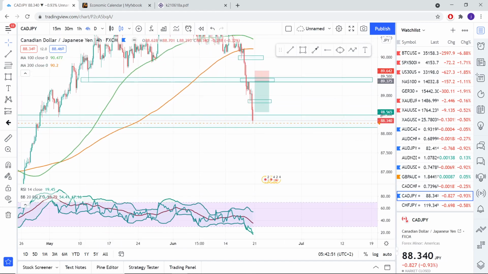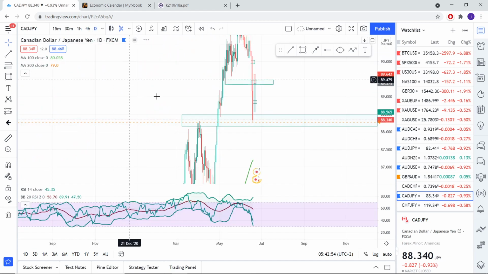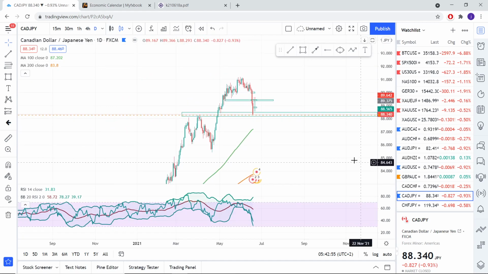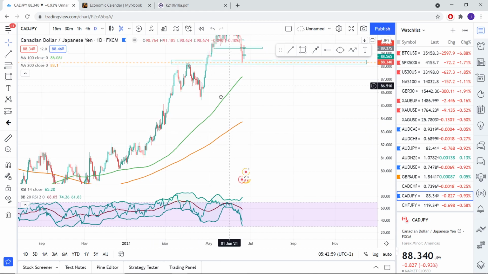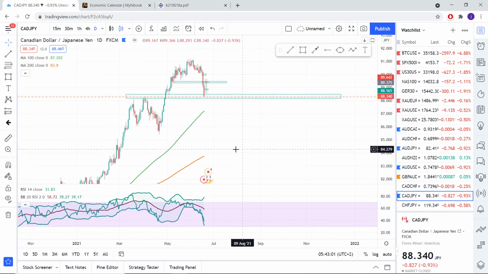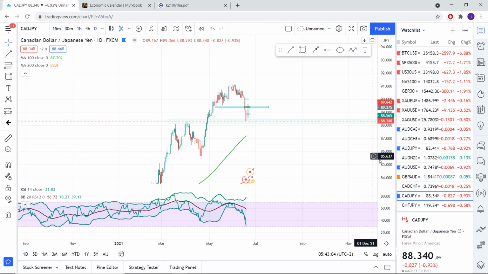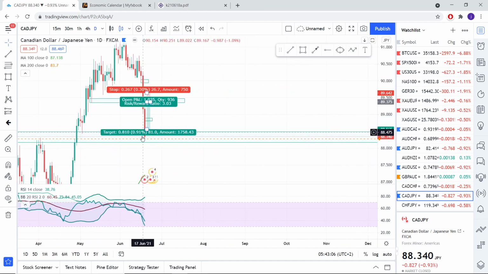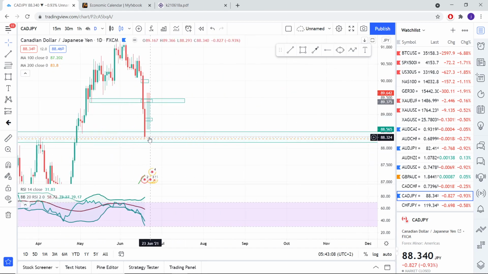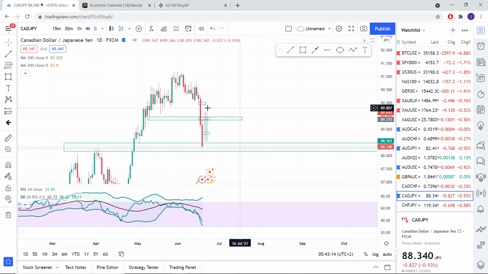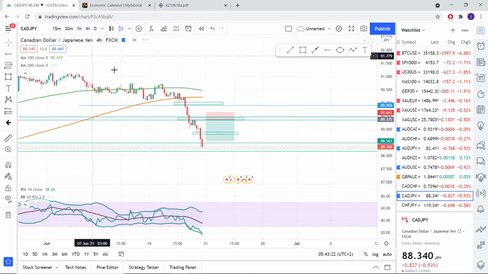CAD JPY, same thing, right? Came into this daily support zone within an overall uptrend, so we could potentially see a little bit of a pullback from this area on market open, continuing back into right here or before the initial break, which would be somewhere around here, right? So we could potentially see price rise upwards.